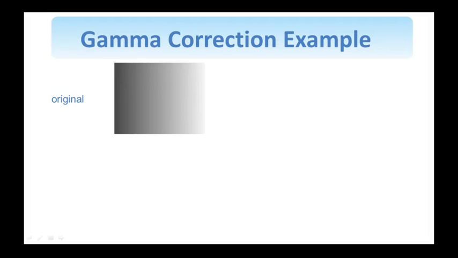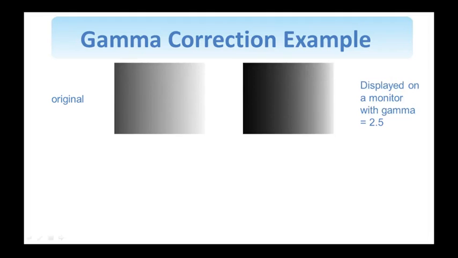We show here an example of gamma correction. Here is an original image. It's an intensity ramp, so the intensity increases as you go from left to right, that you would like to display on a monitor. The gamma of the monitor is 2.5, and therefore the displayed image looks like this. Raising each value to the power of 2.5 compresses the range of small values and expands the higher values, so the end result is this darker looking image.